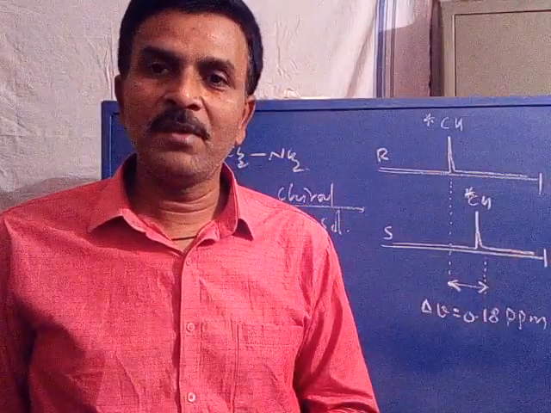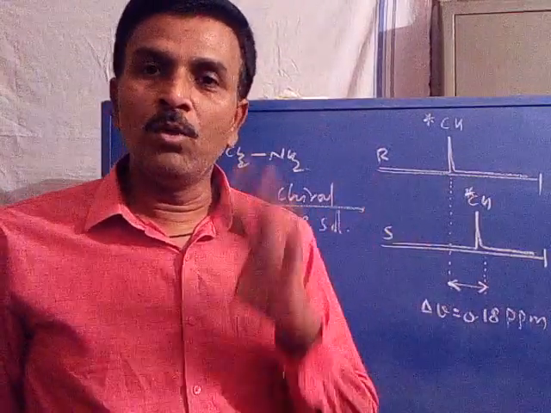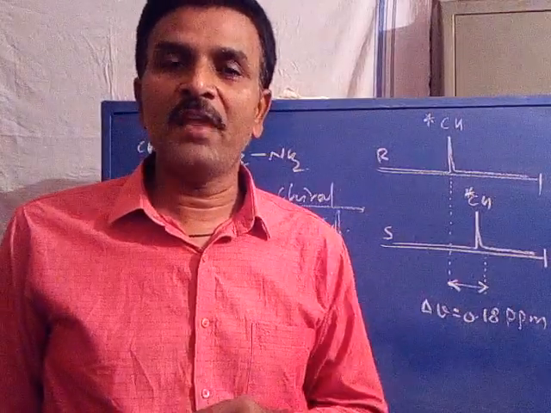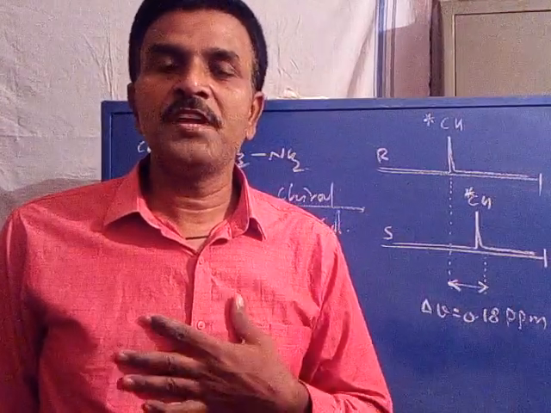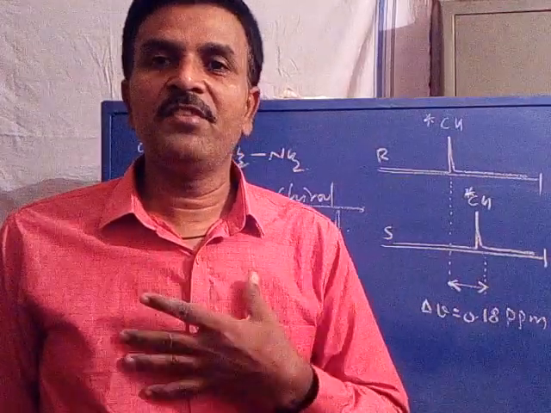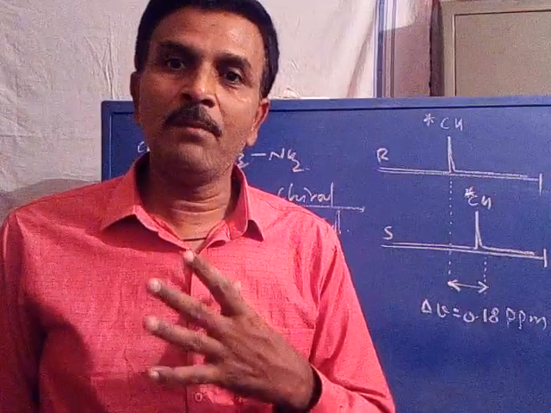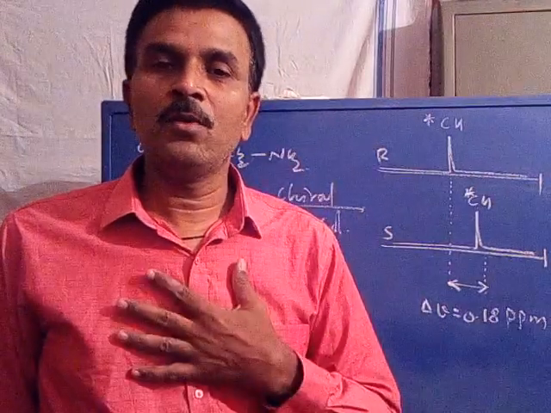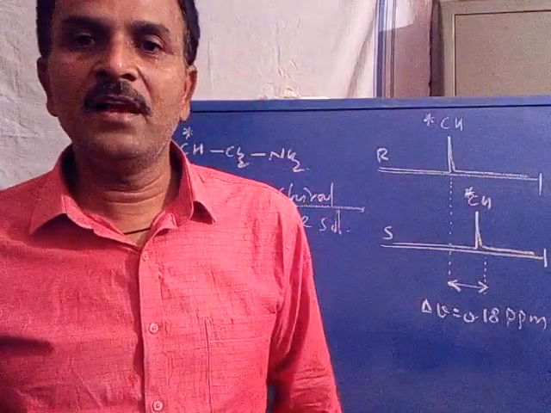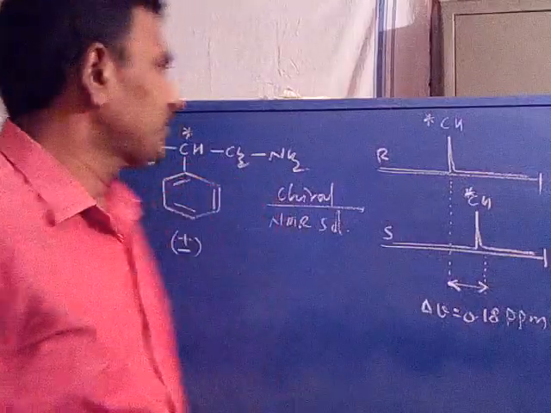Now what happens in the presence of chiral solvent? In the presence of chiral solvent, both the plus isomer and minus isomer are oriented in different ways. That leads to a change in the chemical anisotropy and also a change in the absorption frequency. Therefore, there is a difference in the absorption frequency of the same proton from one isomer to the other isomer. That difference is enough to discriminate the enantiomers. So this is the use of chiral NMR solvents.